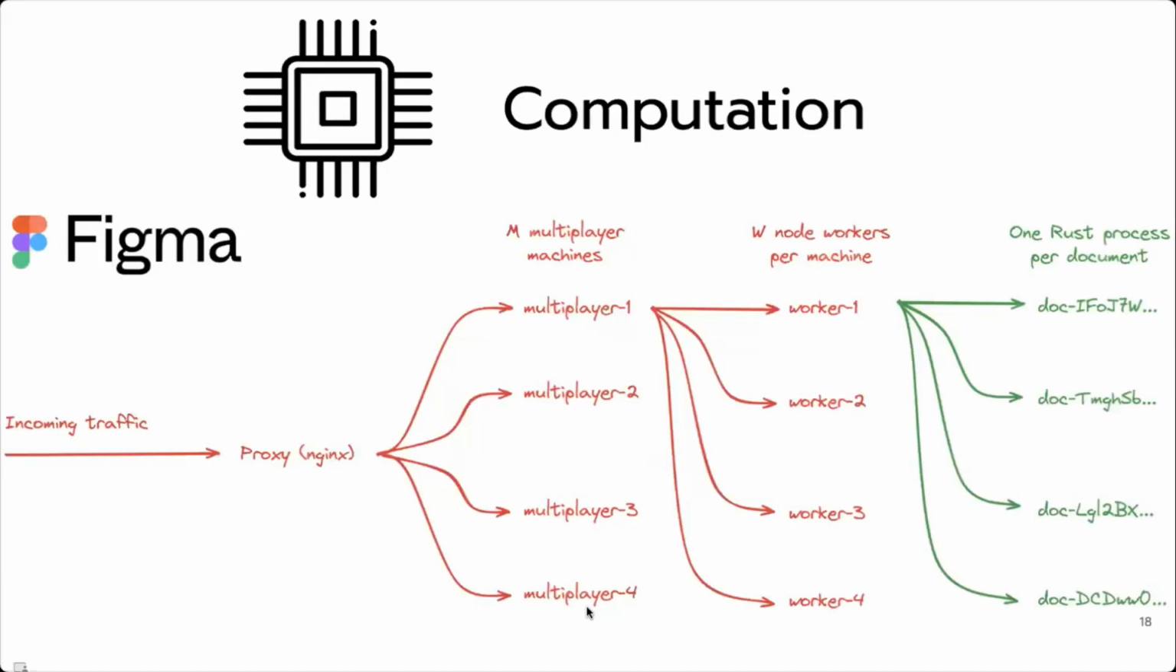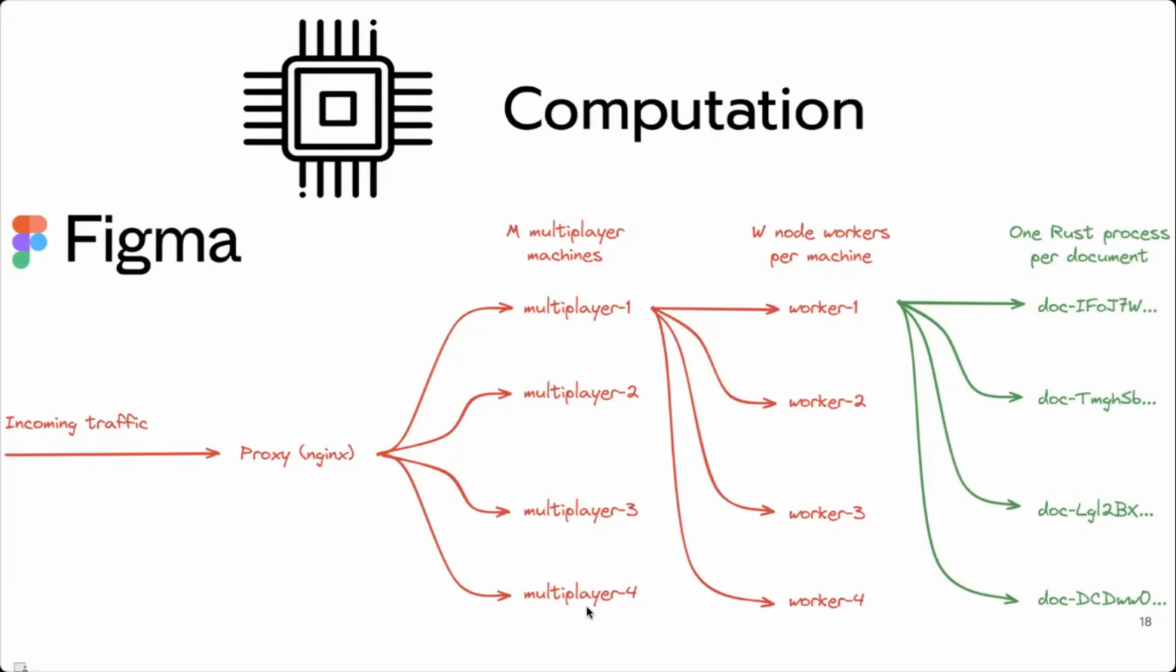Figma takes a different approach. Figma has a fixed number of servers and workers per server. You can see in the green text on the right that Figma provisions a separate Rust process for each active user document. Having a separate process per document allows Figma to handle even the most resource-heavy documents without slowing down other documents in the same worker node.